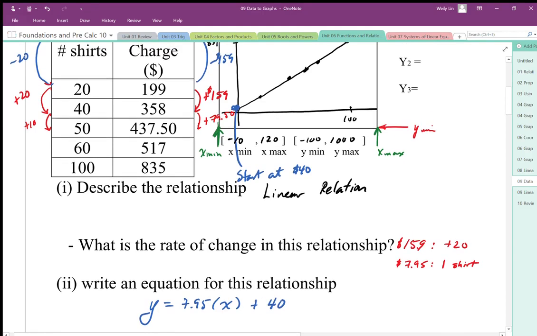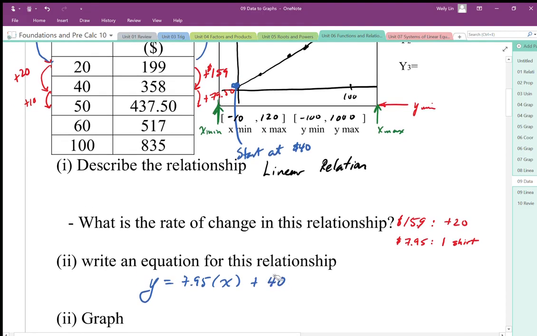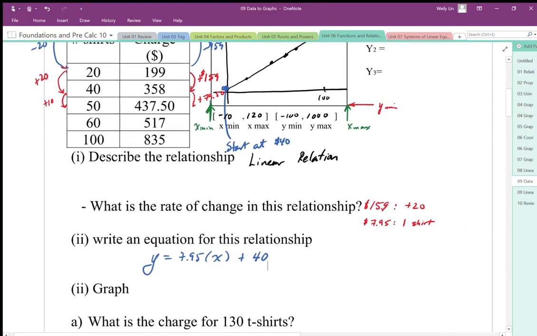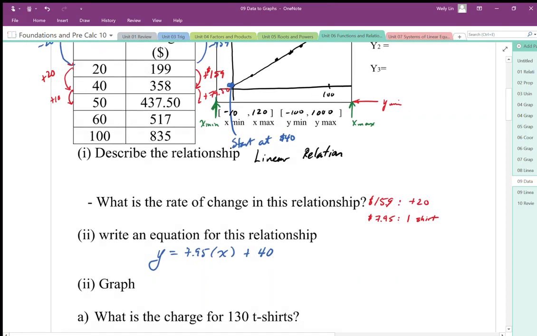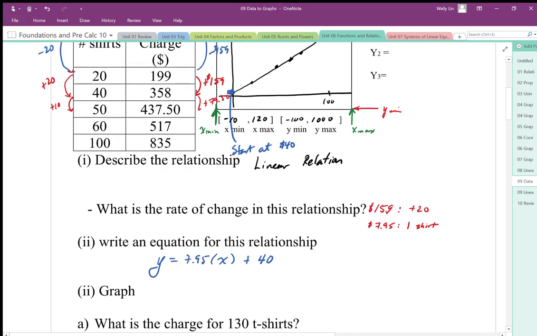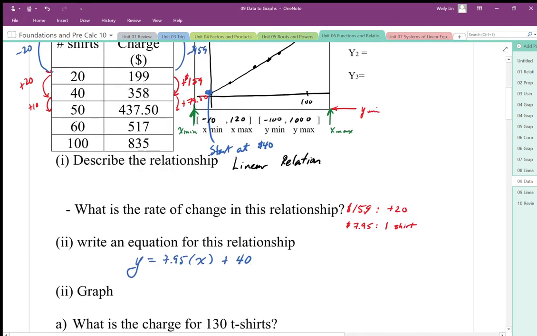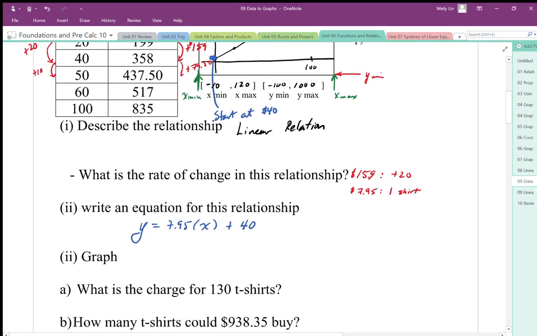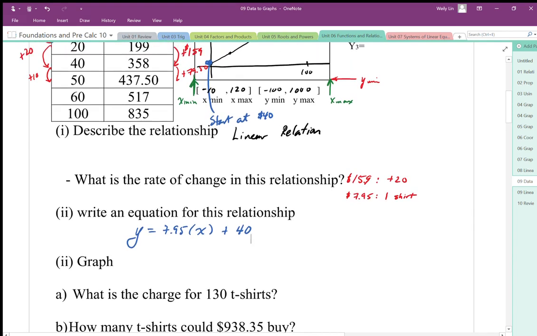That may be a setup charge or some fee that I have to pay. And then for each shirt, I'm getting charged $7.95. So this is how I'm going to describe these linear relationships. I have this rate or slope, and I have this starting point. Remember, those are the two things that describe a straight line, the slope and a starting position. If we can figure out what those things are and relate them to the equation, we can come up with an equation that looks like this. So this is my equation.